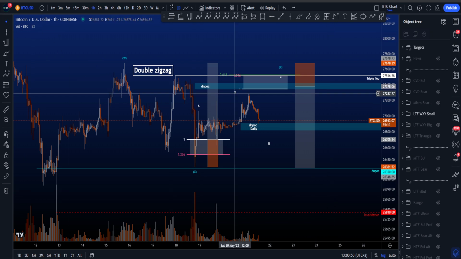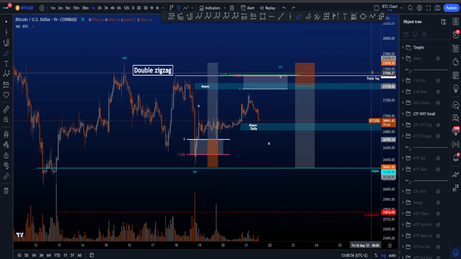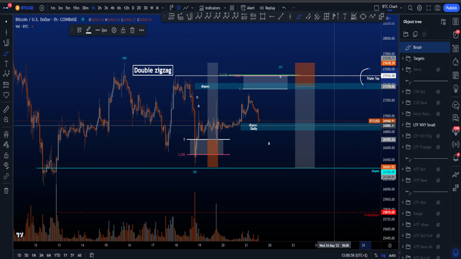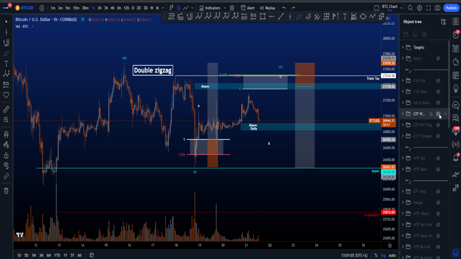Now the target box over here is between 27.3K and 27.4K, which is a very important target area, and I do like to mention the triple top at 27.5K because there must be some interesting liquidity resting above those highs.